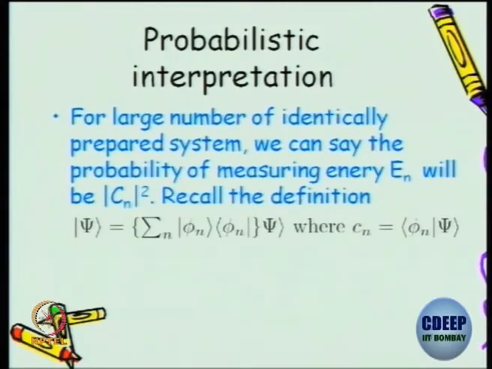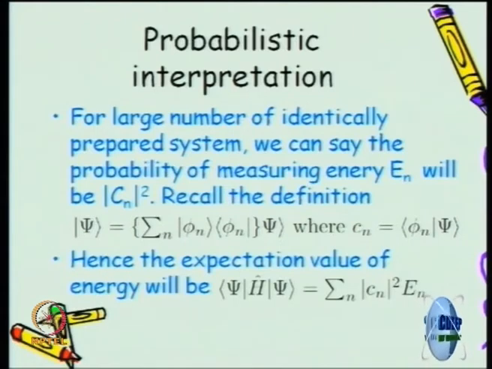So recall the definition of psi. You just insert an identity operator, which is in parenthesis here, on the same psi, and then the coefficient Cn is nothing but the inner product of phi n with psi. Everybody with me? We did this.